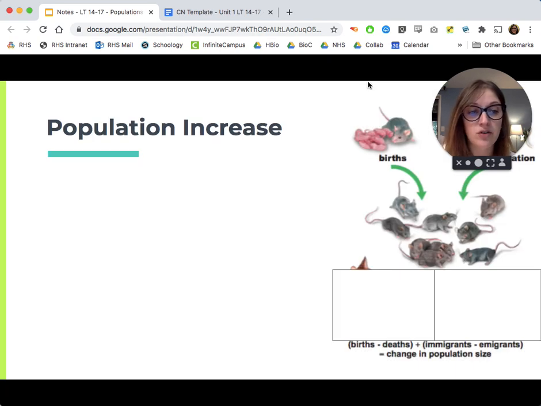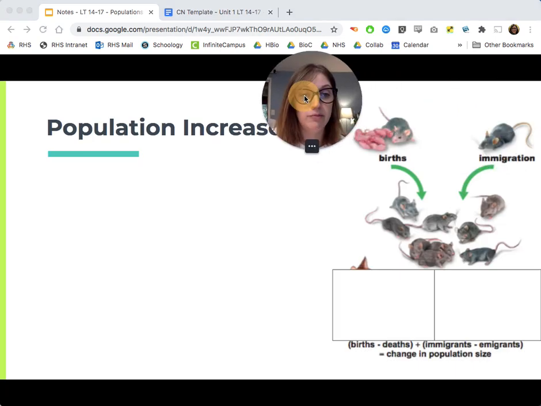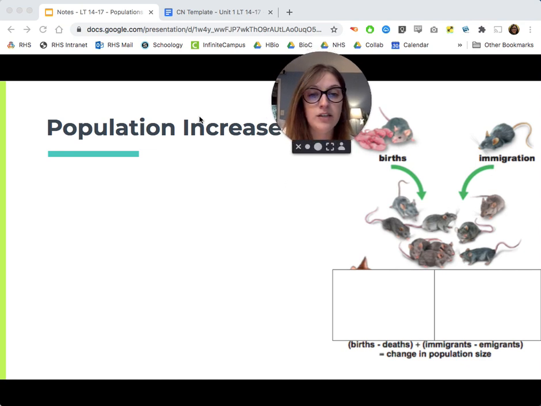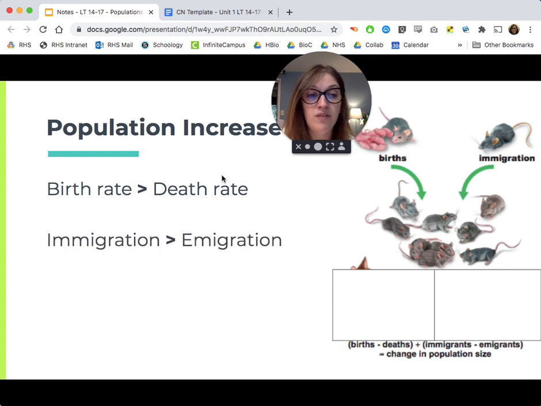So what factors cause a population to increase? If the birth rate is greater than the death rate, so if we have more babies born than are dying, that will increase the population. Also, if you have immigration happening more than emigration, that will obviously also increase the population size.